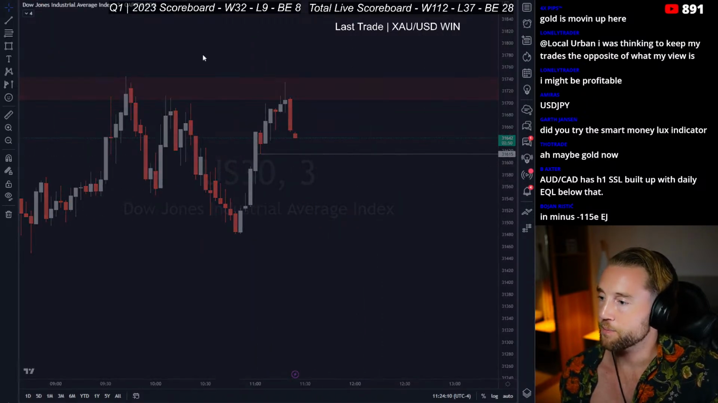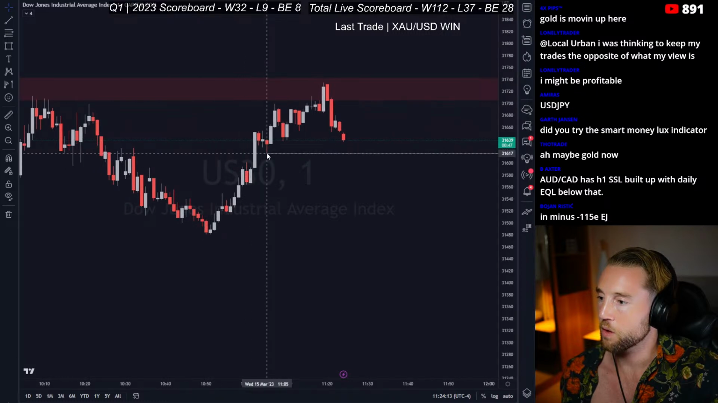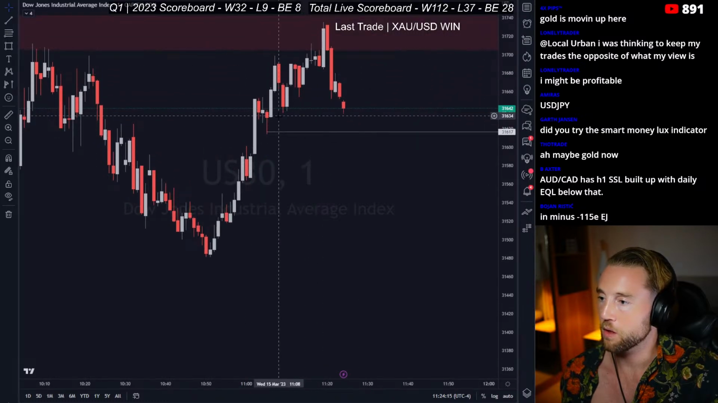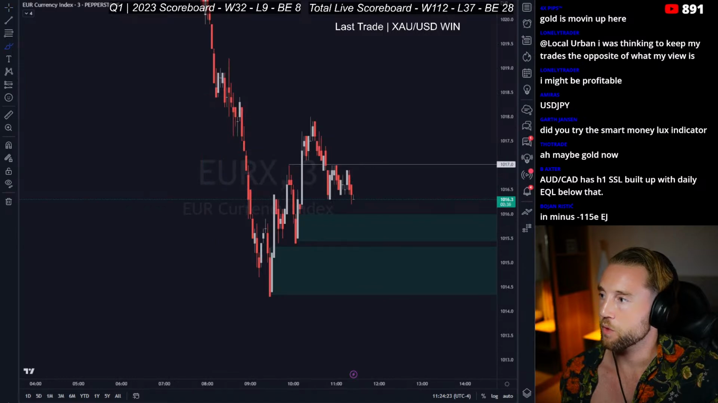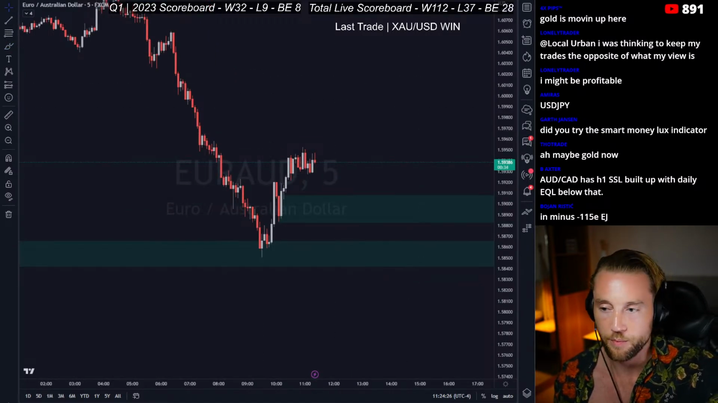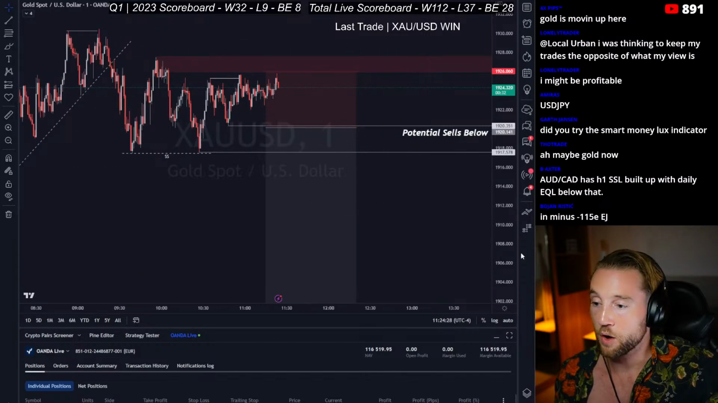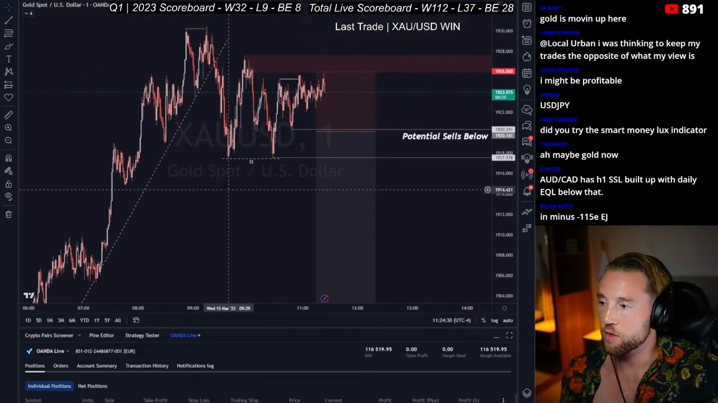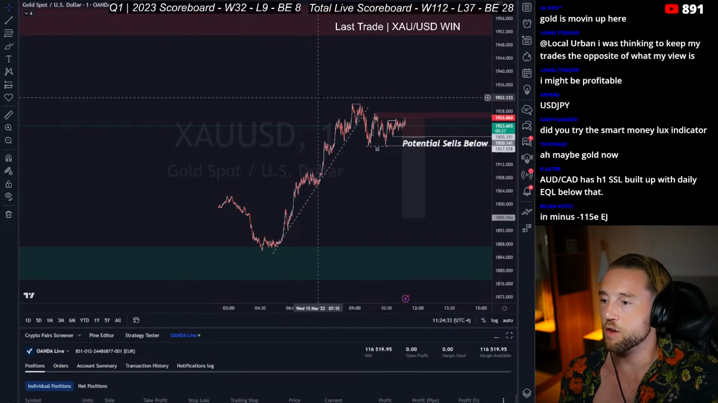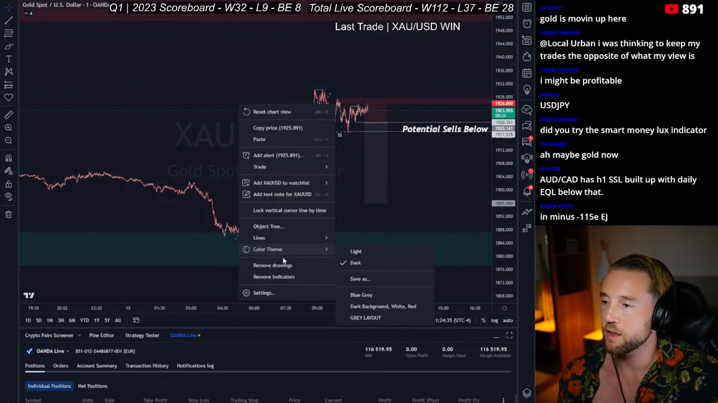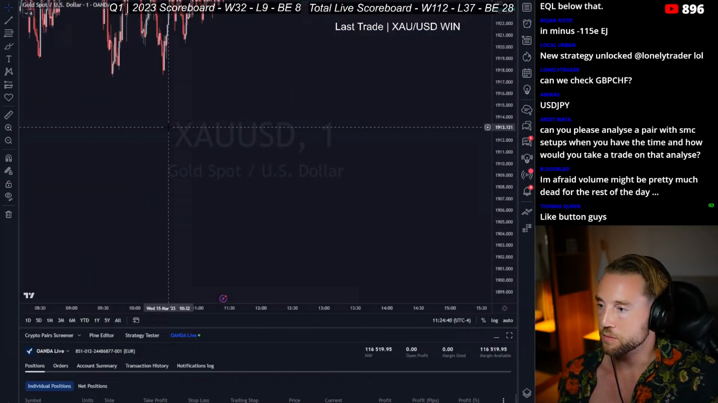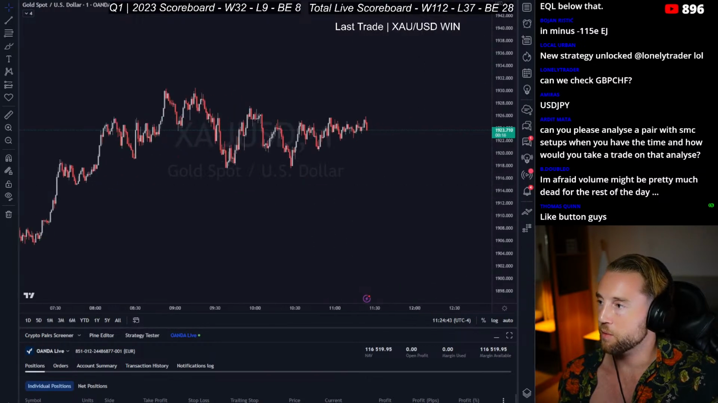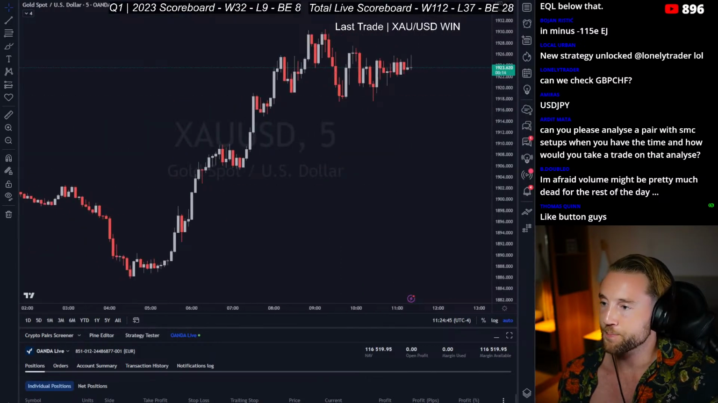Imported lows right here. Yeah, gold right now is just chilling. It's just lounging here. Look at this consolidation, guys. Let's remove everything for a second. Look at this consolidation here. Look at what you see right now. Okay, this on the 1 minute. If you go to the 5 minute, it's even tighter.